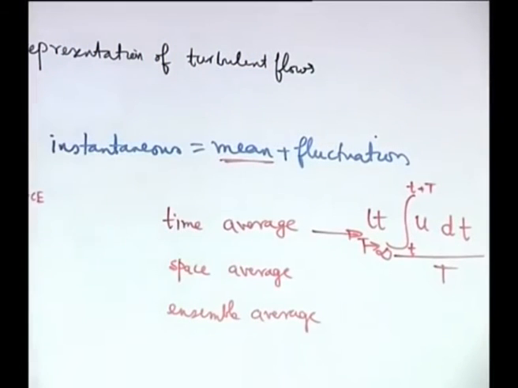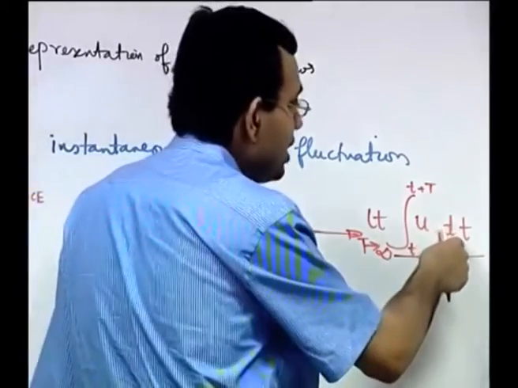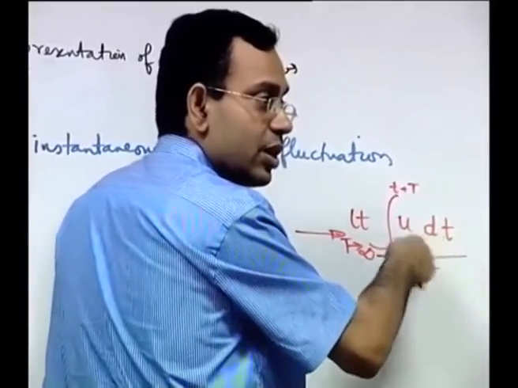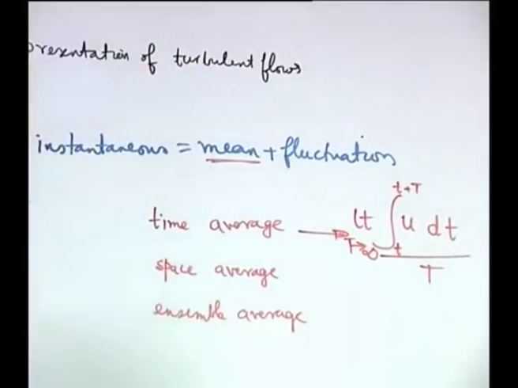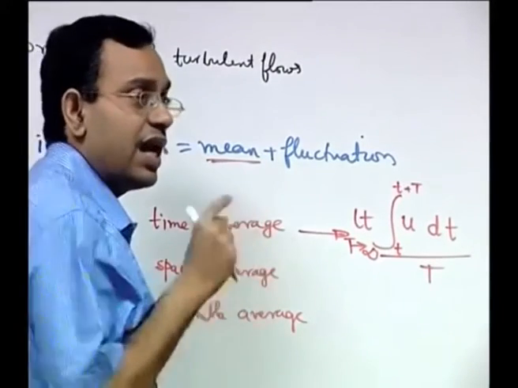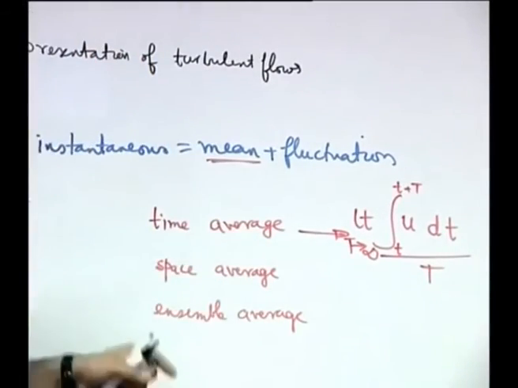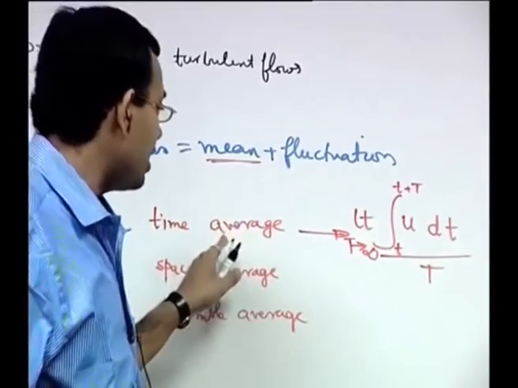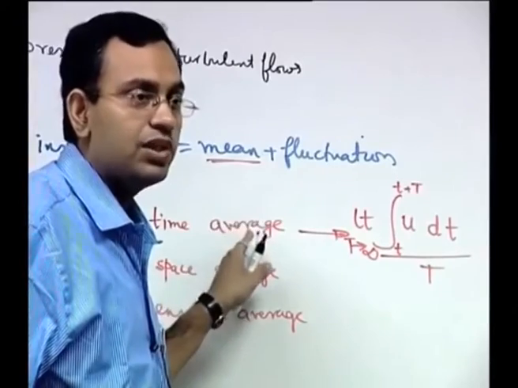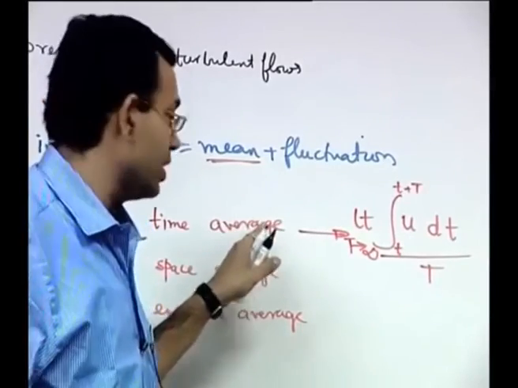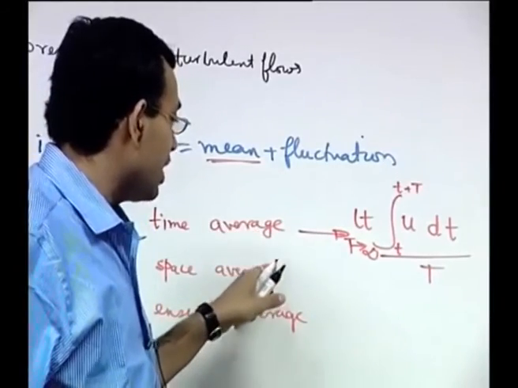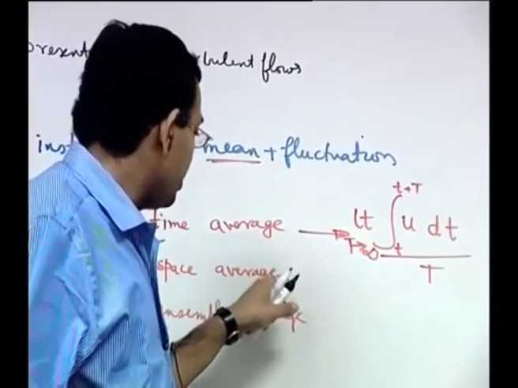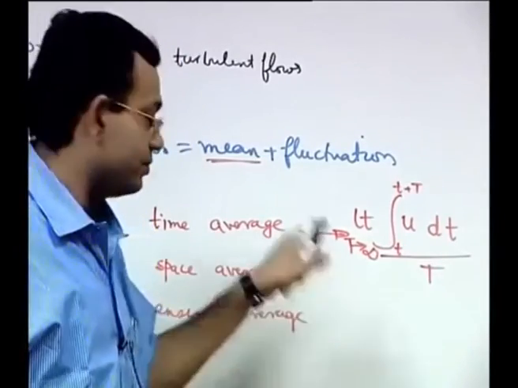Now what is space average? Space average is a similar thing: you replace t with x, the spatial coordinate. At a given time you make an average over position. For a time average at a given position you are making an average over time. For a spatial average at a given time you make an average over space position.